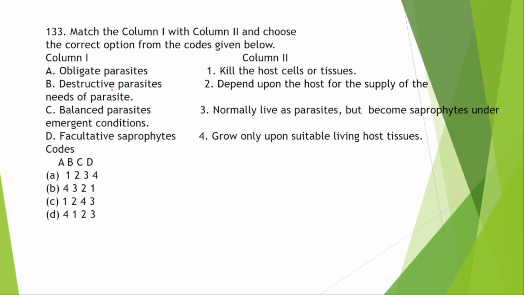Next, 133. Match the following question. Match the column 1 with column 2. Obligate parasite grows only upon the suitable living host tissue. That is, A is for 4. And destructive parasite kills the host cell or tissue. B is for 1. 4 and then 1. So the right option will be the D.